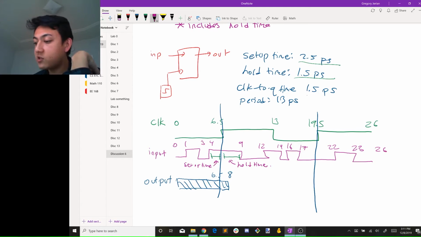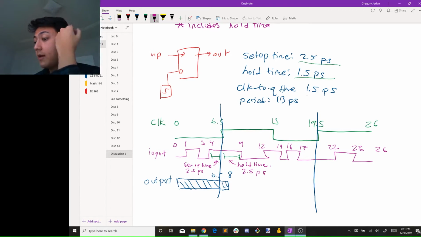It's not stable anymore at 9 because it changes, and at 4 it also changes. So the setup time right here, we notice it's from 4 to 6.5, so it's 2.5 picoseconds. And our hold time, we notice, is from 6.5 to 9, so it's actually also 2.5 picoseconds.